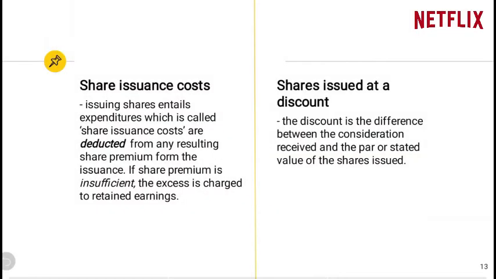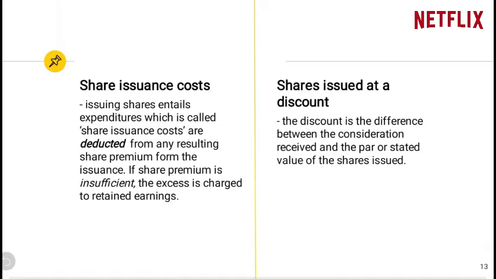Next is share issuance costs. Issuing shares entails expenditures, which is called share issuance costs, are deducted from any resulting share premium from the issuance. If share premium is insufficient, the excess is charged to retained earnings. The normal journal entry is to debit cash for proceeds and credit share capital, since it is always at par, so yung excess will be credited sa share premium.